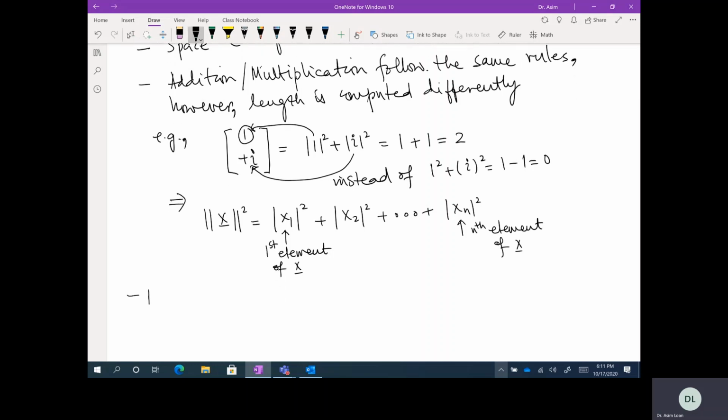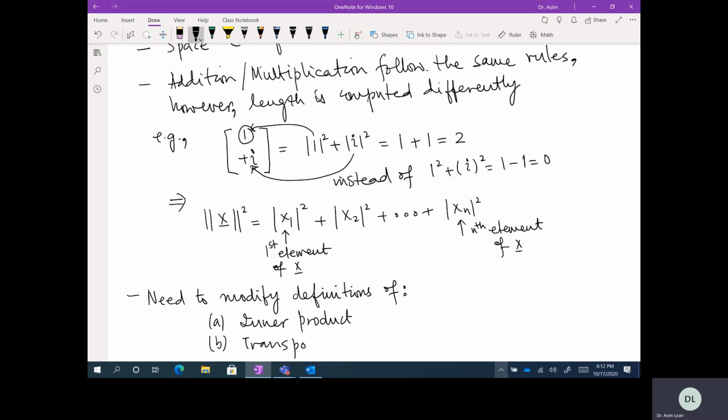So we need to modify the definitions of inner product, transpose, symmetric or Hermitian matrix, and orthogonal or unitary matrix.